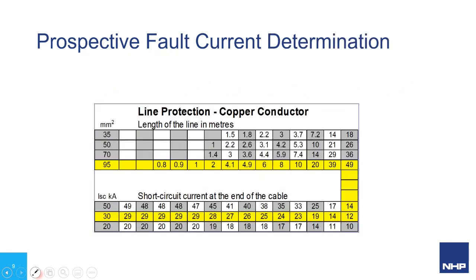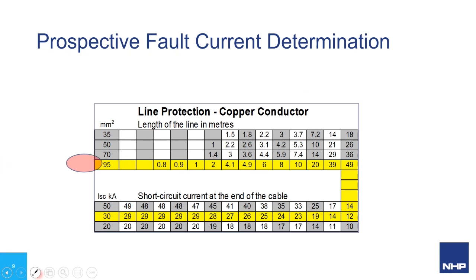As we reticulate away from the transformer, the conductors of a particular material, let's say copper or aluminium, their cross-sectional area in millimetres squared and route length will give us a reduction in the prospective fault current due to the impedance of the materials.